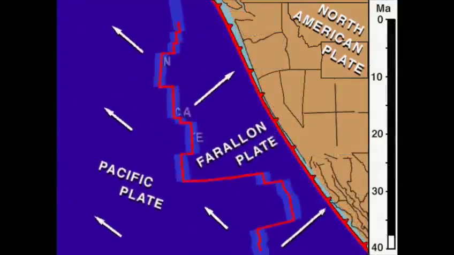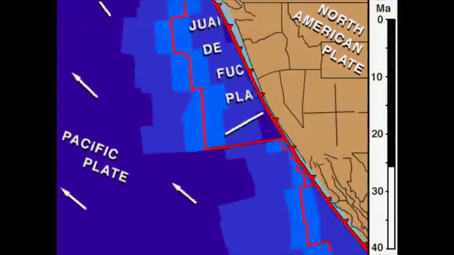By reversing the current direction and speed, we can reconstruct a long history of the Juan de Fuca plate.